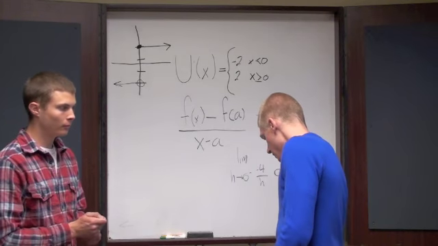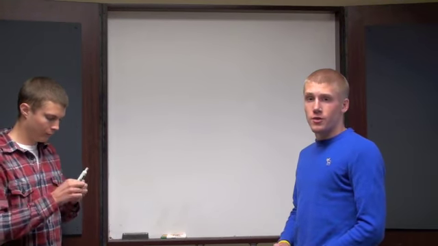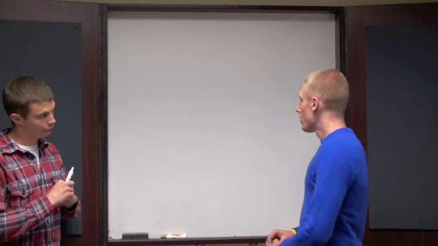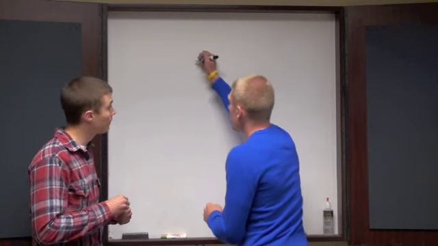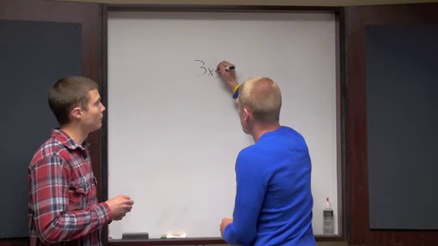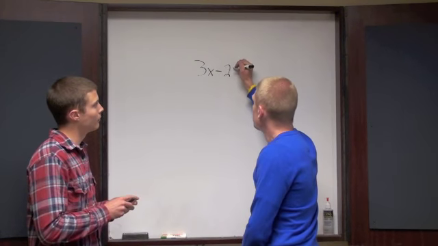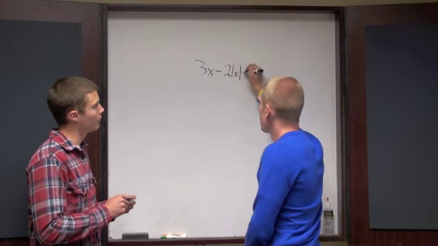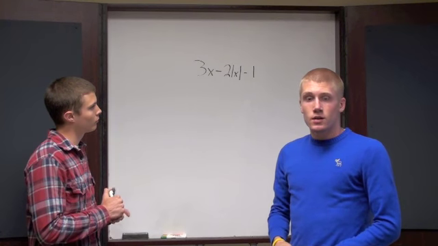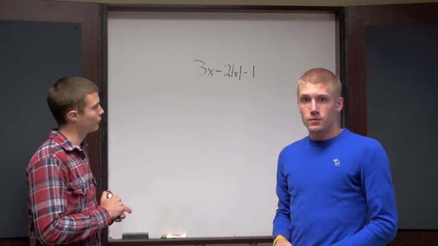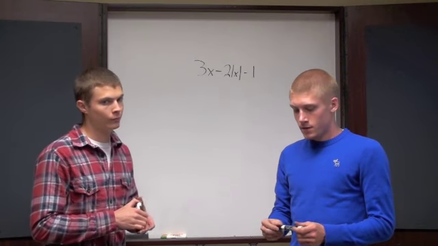We good. So, for your third and final homework question, you'll be given the equation, and I want you to tell me what type of graph it is. So, you have 3x minus 2 absolute value of x minus 1. Given that equation, tell me what graph it is. Go ahead and pause the video.